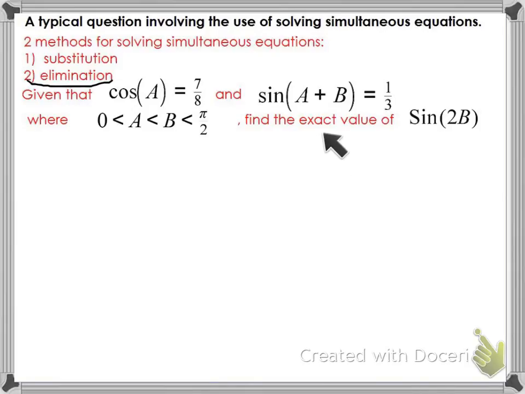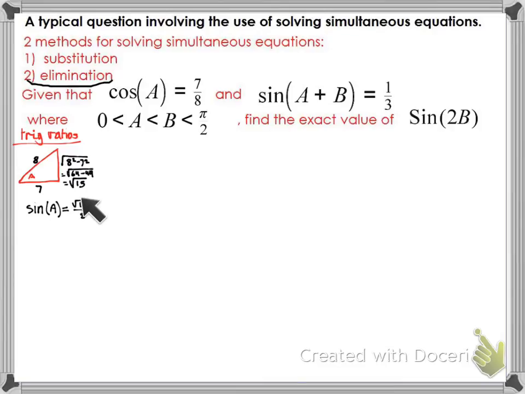And our job is to find the exact value of sine of 2B, drawing on the fact of cos of A and sine of A plus B. Interesting. So let's set up our trig ratios, drawing on facts from our right angle triangle. Set up a triangle just for angle A, having an adjacent side of 7 and a hypotenuse of 8. There it is, and we can use Pythagoras' theorem to work out the opposite side, root 15. So from that we can get sine of A, opposite over hypotenuse, root 15 on 8.